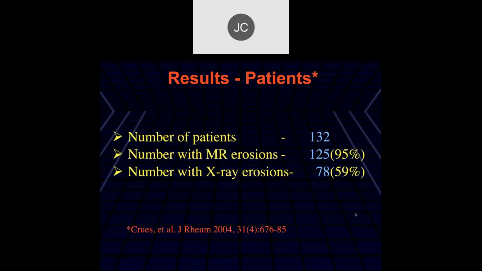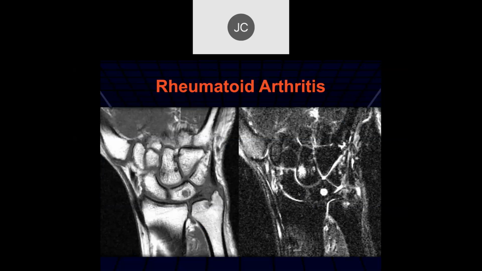So we can end with this. This was a study that we published in the Journal of Rheumatology back in 2004. We looked at 132 patients that we got MR scans on. We found that we had 125 erosions by MR, 78 erosions by X-rays. So in this particular study, MR showed many more lesions, and these were all patients who clinically had rheumatoid arthritis.